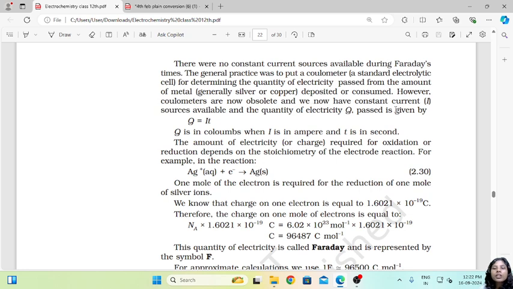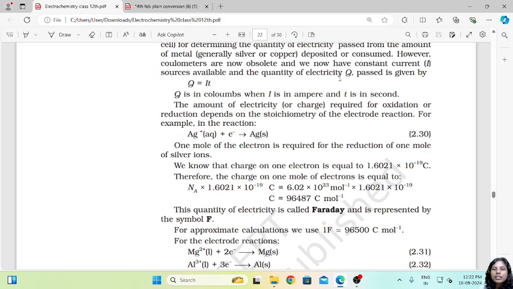Now whereas we have a flow of constant current, in that case the quantity of electricity, that is Q, is given by Q equals I T, where Q is the quantity of electricity in coulombs, I is the current in amperes, and T is the time in seconds.